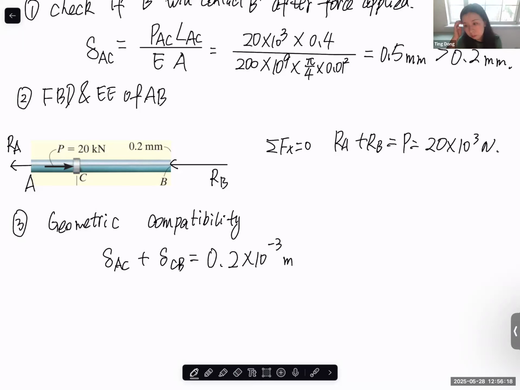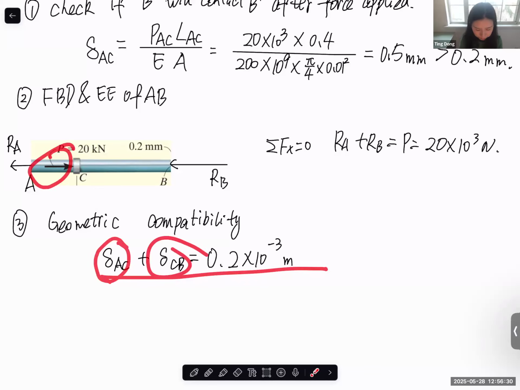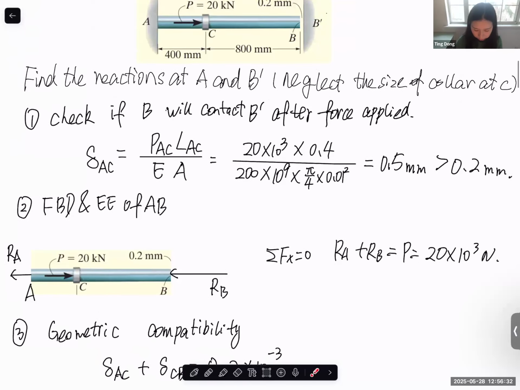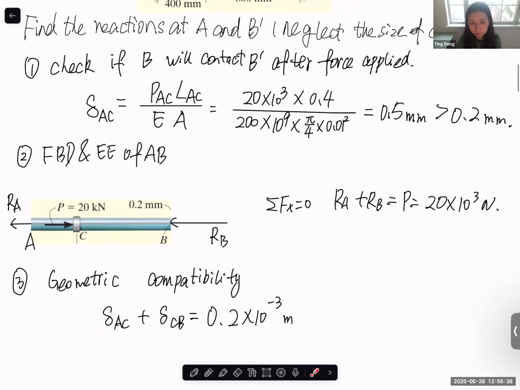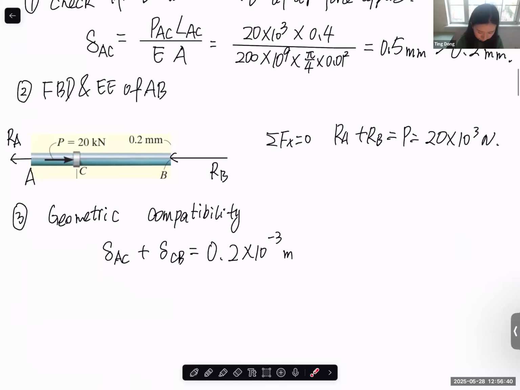Make sense or not? Is everyone clear about this geometric compatibility equation? Elongation of the AC section plus elongation of the CD section should be this gap length dimension, 0.2.